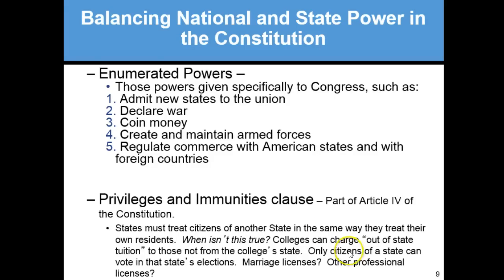One of them that has come to light under court cases has been that colleges can charge out-of-state tuition to those not from that college's state. Another is that only citizens of a state can vote in that state's election. Then we have marriage licenses and professional licenses. For instance, the state of Texas has to acknowledge the license of a doctor coming in, but they can require that that doctor pass their state exam in medicine before that doctor practices medicine. The same for law. The same would go for any professional license.